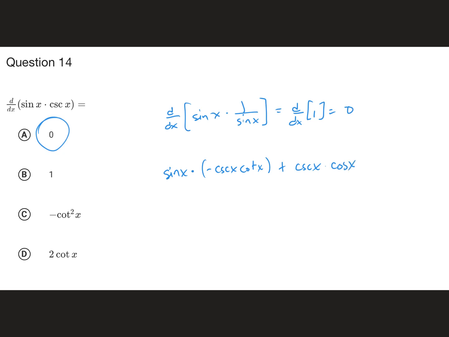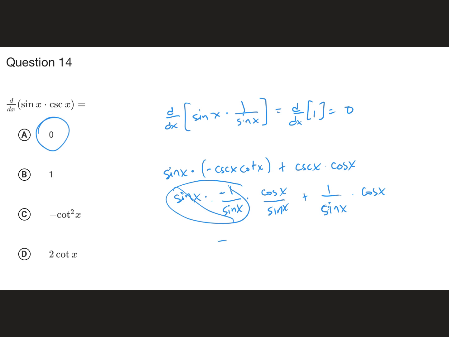So then if I'm looking at this and I go to simplify it, I'm going to do this by writing everything in terms of sine and cosine, so it's easier to look at. This and this multiply to give you -1, and this are the same, but this makes it negative, so they add together to give you 0.